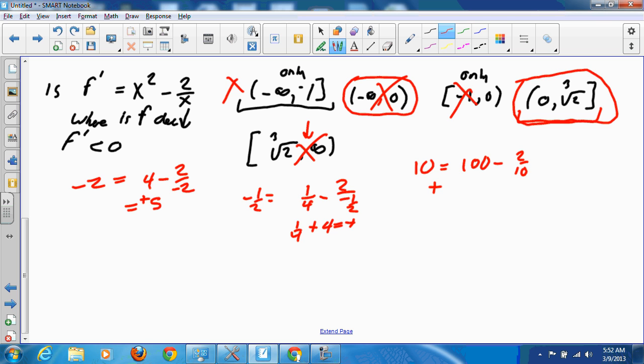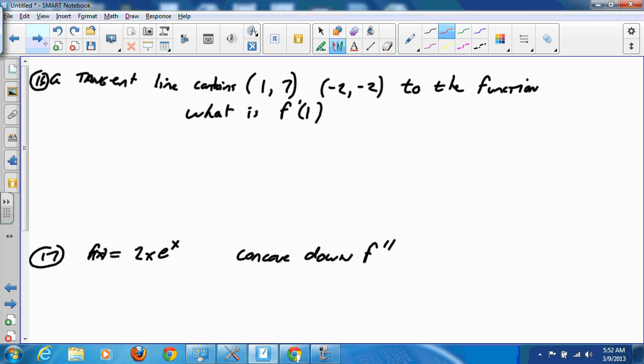If you wanted to plug in a number, you could try a number like 1 over 10, say. That's probably smaller than the cube root of 2, and you'll see that the answer is negative there. Alright, let's take a look at a couple more here.